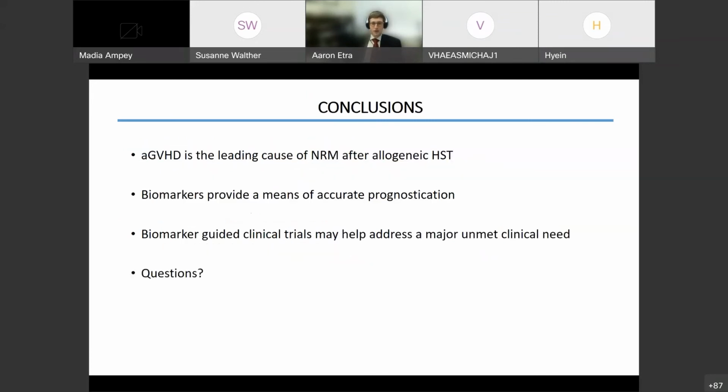So as far as conclusions, graft versus host disease unfortunately remains the leading cause of non-relapse mortality after allogeneic transplant. Biomarkers provide a means of accurate prognostication. Biomarker-guided clinical trials may help address a major unmet clinical need.